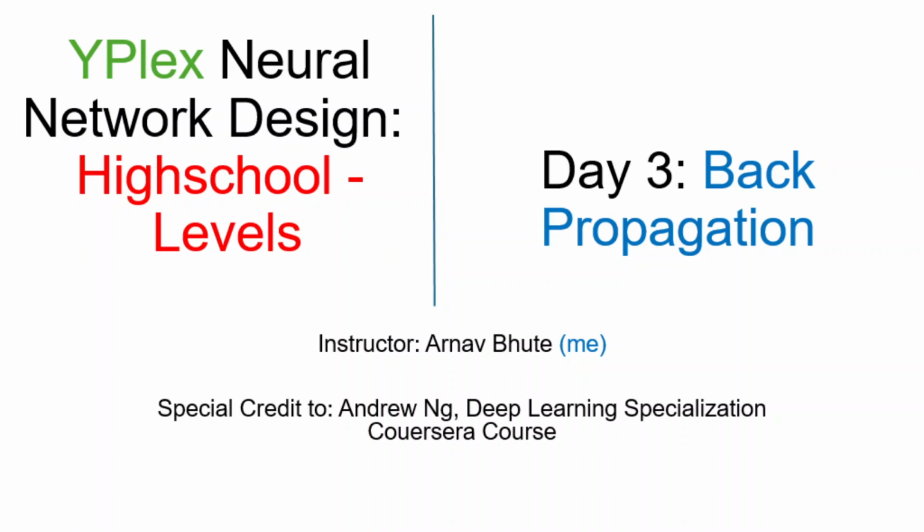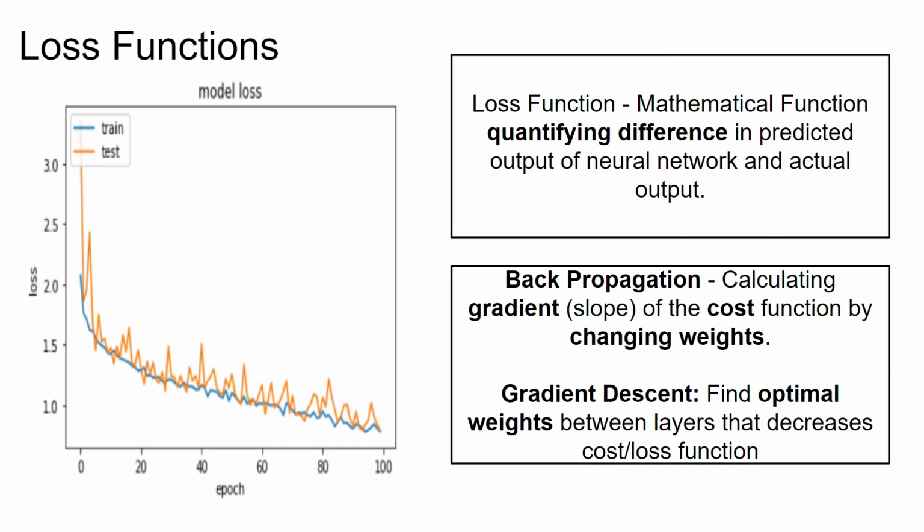And today, we get started on backpropagation. Last video we did forward propagation, and this video we're covering backpropagation, and with this, we will understand how a neural network really works. So, the fundamental idea to backpropagation is loss functions. These are mathematical functions that quantify the difference in the predicted output of a neural network and the actual output.